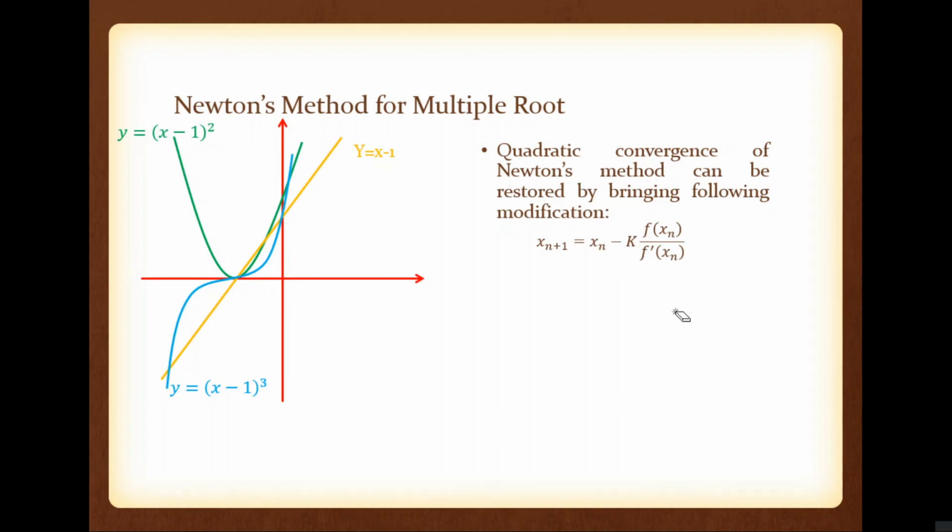Okay. So by taking x_{n+1} = x_n - k f(x_n) / f'(x_n), we can regain the quadratic convergence of Newton's method. So please note, we can restore that quadratic convergence. Please note, this one is a modified Newton's method.